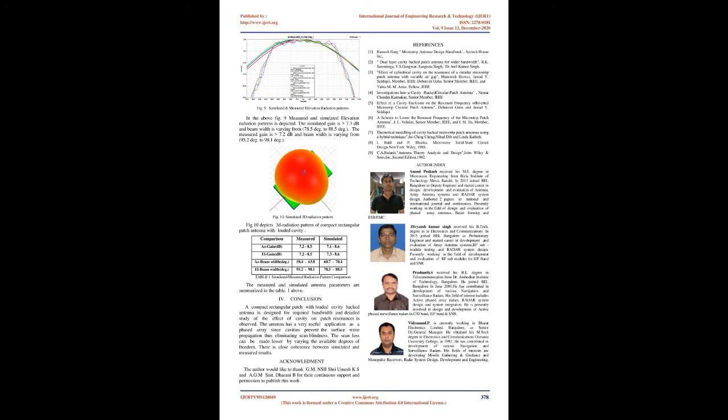The simulated gain is 7.1 dB and beam width varies from 60.7 degrees to 70.4 degrees. The measured gain is 7.2 dB and beam width varies from 58.4 degrees to 63.8 degrees. Fig 9. Simulated and measured elevation radiation patterns. In the above figure 9, measured and simulated elevation radiation patterns are depicted. The simulated gain is 7.3 dB and beam width varies from 78.5 degrees to 88.5 degrees. The measured gain is 7.2 dB and beam width varies from 95.2 degrees to 98.1 degrees.